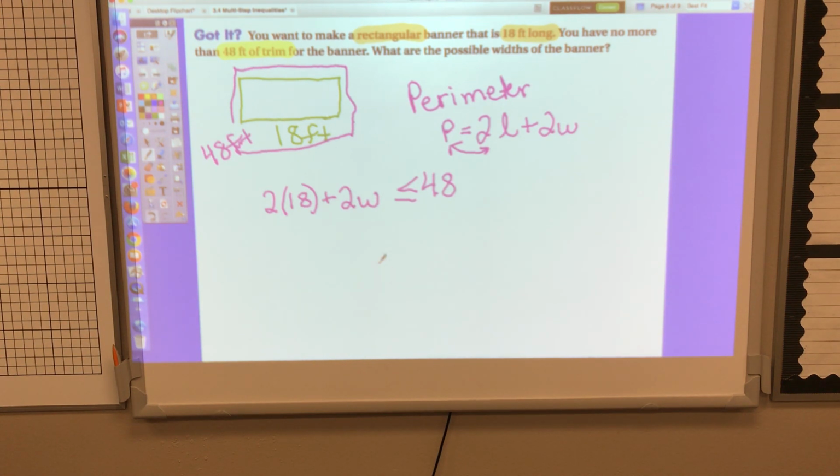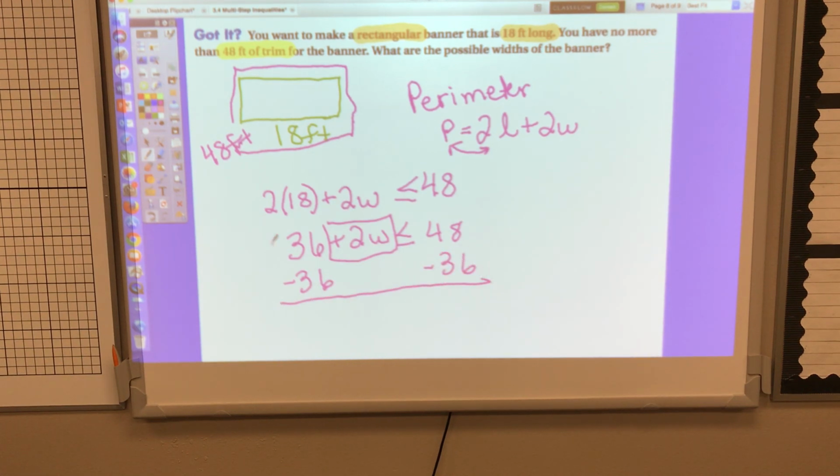So in order to solve this equation, my first step is take 2 times 18, which I get 36, plus 2W, has to be less than or equal to 48. Goal is to get 2W by itself, so I'm going to subtract 36 on both sides. Again, that's just subtraction. So that cancels, and I have 2W is less than or equal to 12. I want to get W by itself, so I divide both sides by 2, and W has to be less than or equal to 6.